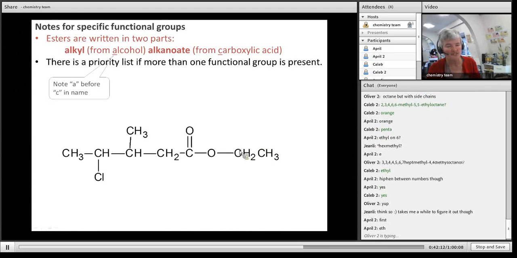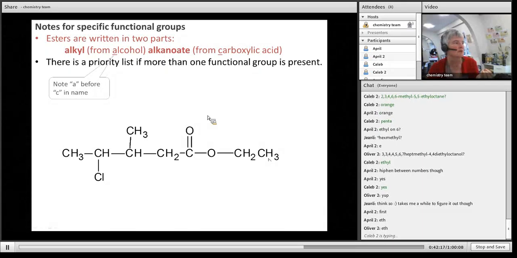2 carbons in a chain and F. So it'll be ethyl. Okay, because remember it's alkyl, alkanoate. So it's ethyl. Okay, now we do this part.